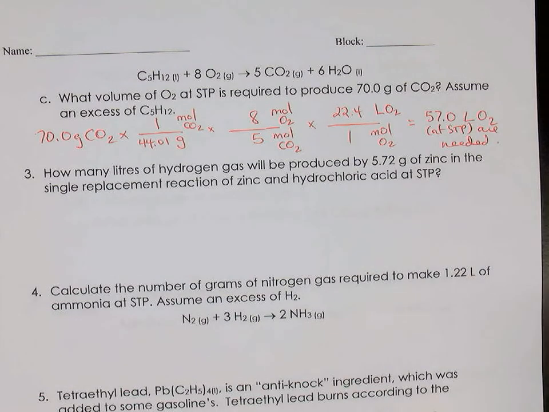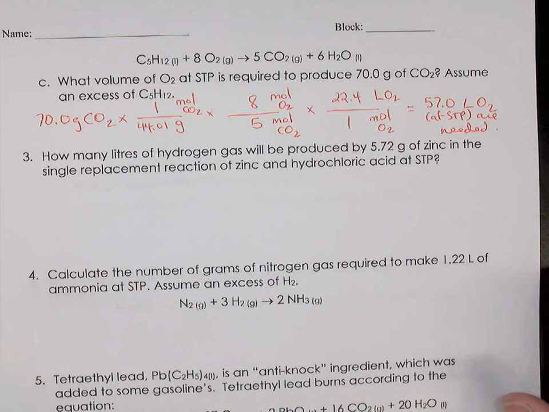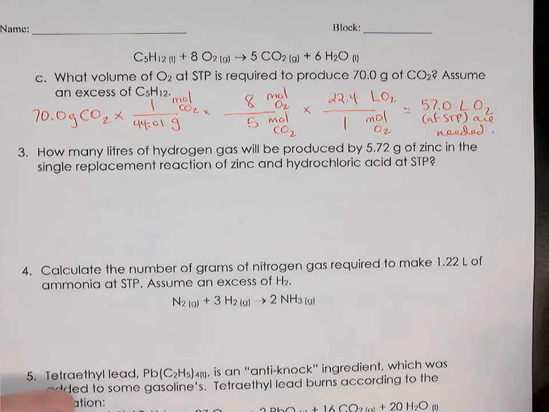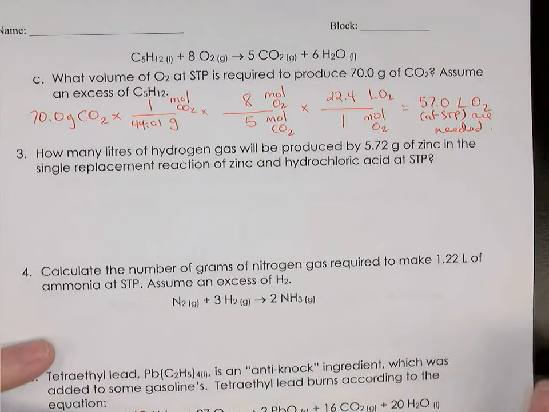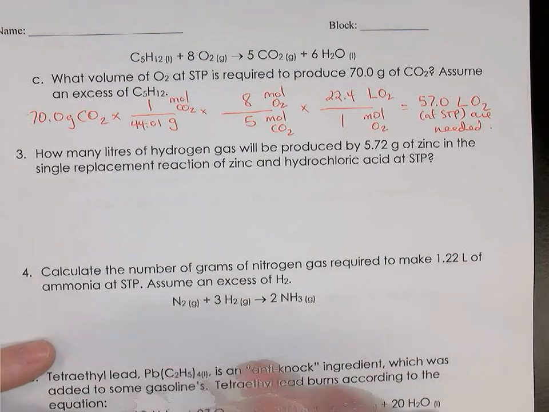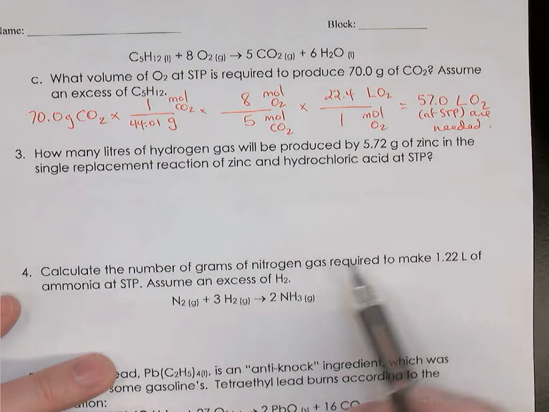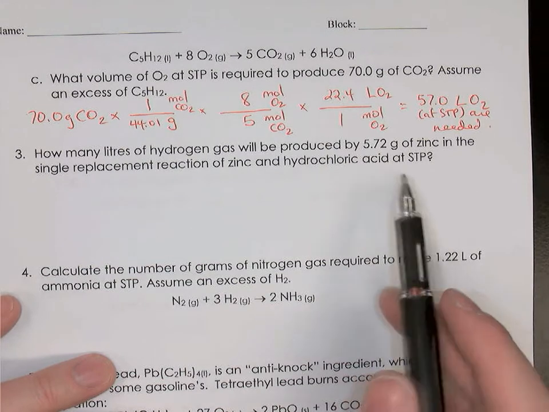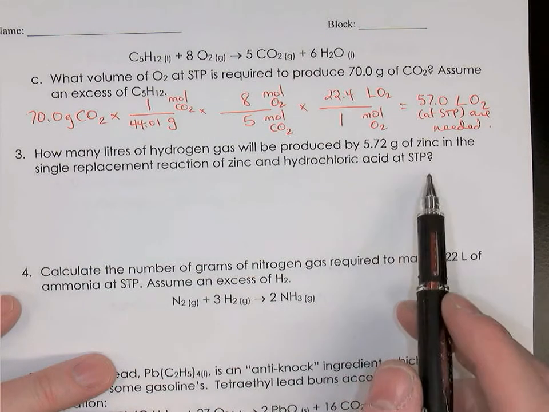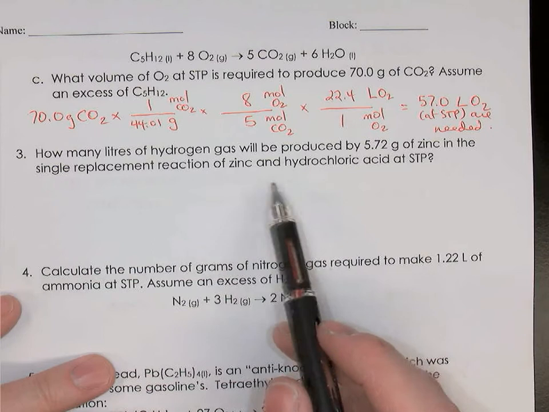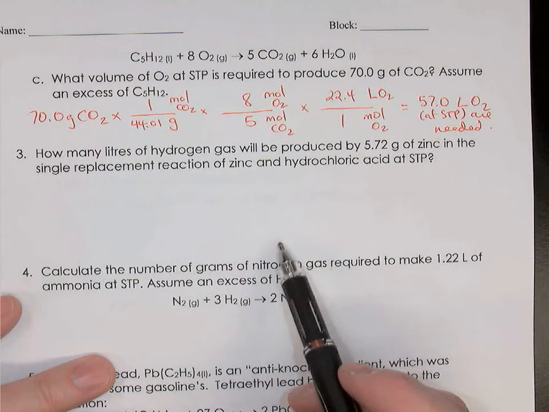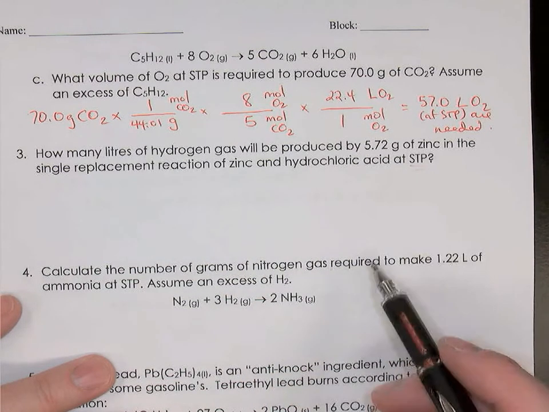Alright, I said that would be the last question, but you know what, let's squeeze one more in. This third question takes things up just one level of difficulty because it doesn't give us a balanced equation. How many liters of hydrogen gas would be produced by 5.72 grams of zinc in the single replacement reaction between zinc and hydrochloric acid, measured at STP?